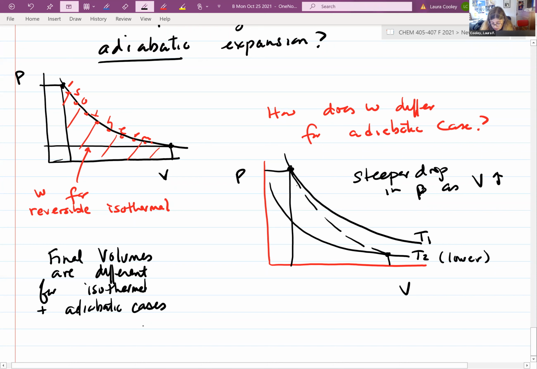The reversible expansion, the final volume ends up being a lot larger because you're at a higher temperature. Adiabatic, because the temperature has dropped, you end up at a lower volume. So you don't end up at the same volume. So you really can't compare these two that easily, like you could for, say, isothermal reversible and isothermal constant pressure.